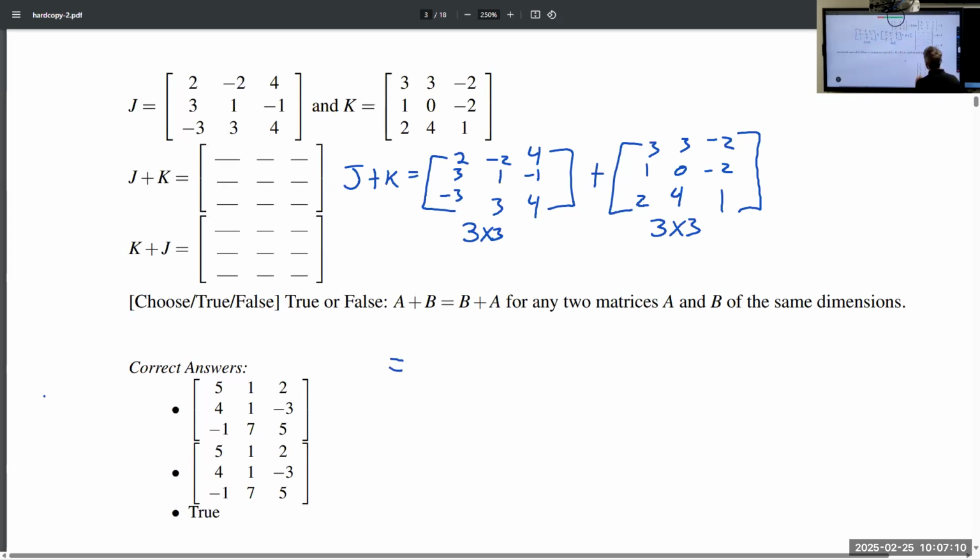You add entry for entry. Okay, so in this case, in the first slot, row 1, column 1, you are just going to add those two numbers together. We just add them together. Okay, well, 3 plus 2 is 5. So you're just adding them together, right? -2 plus 3 is 1.